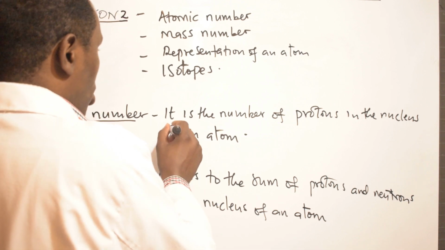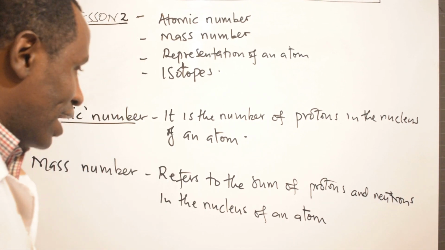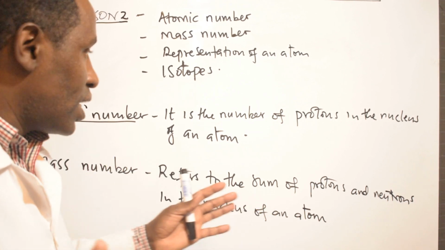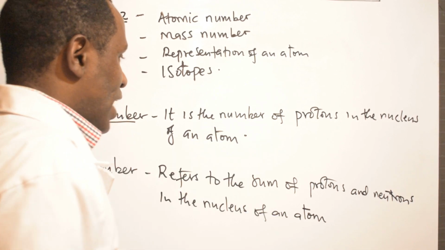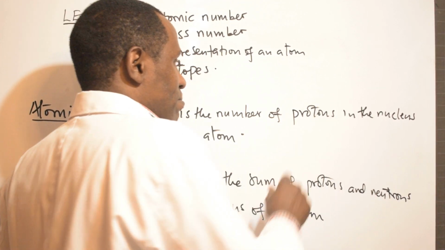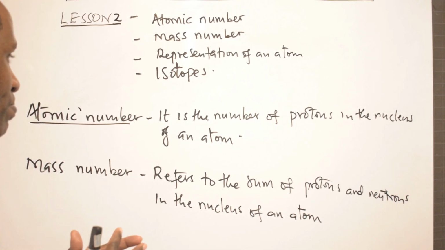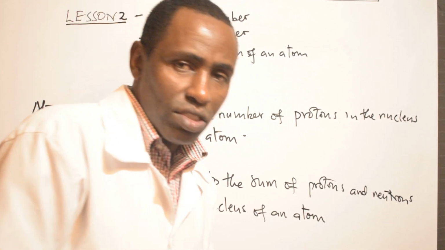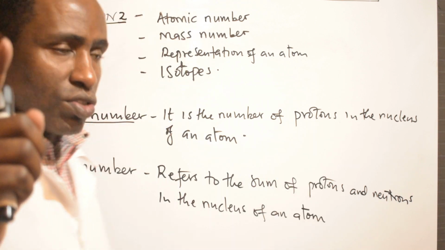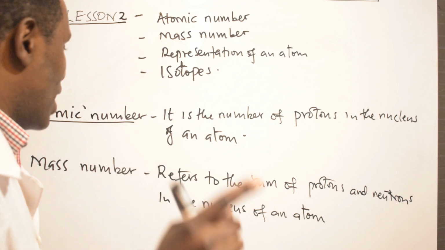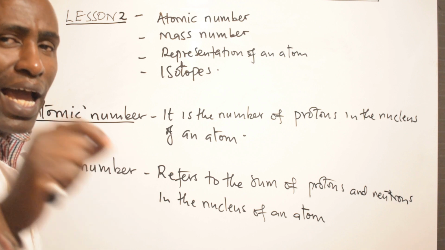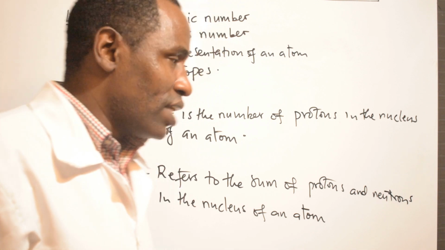Now, one important thing about the atomic number is that it is the one that defines an element. Every single element, or the atoms in an element, will have the same number of protons. In other words, they will have the same atomic number.